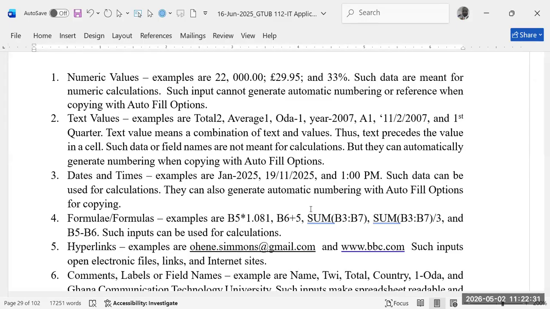So if the question says outline different types of data in Excel or in a spreadsheet: one, numeric values, meant for calculations. That is good. Then you give an example. So examples are 1, 2, 3, 4. Okay, you are convinced. Next person.